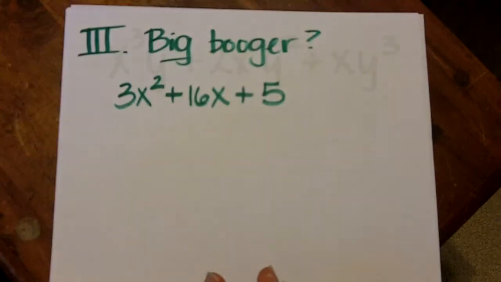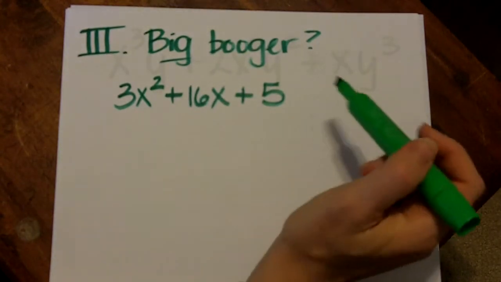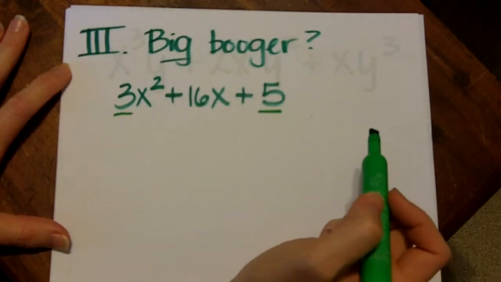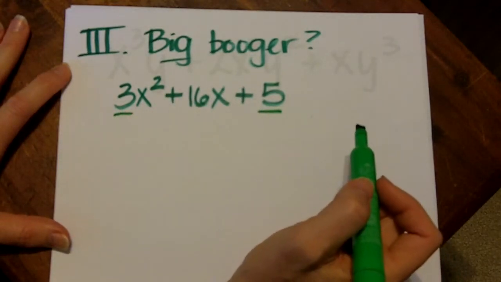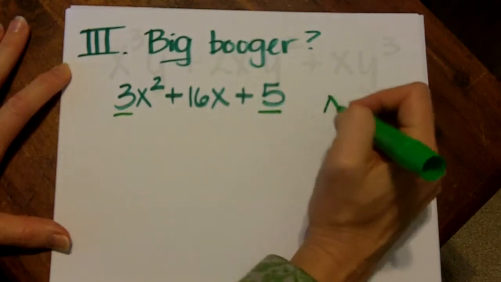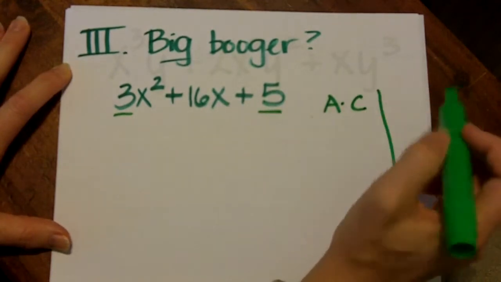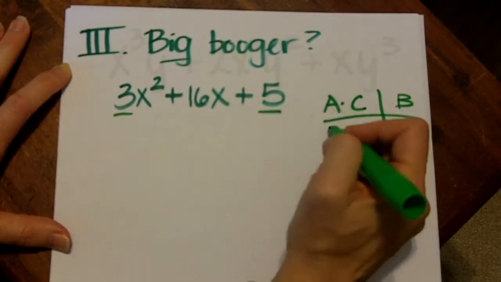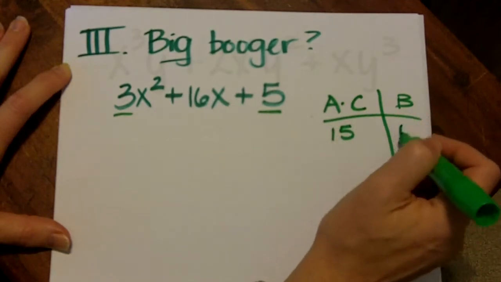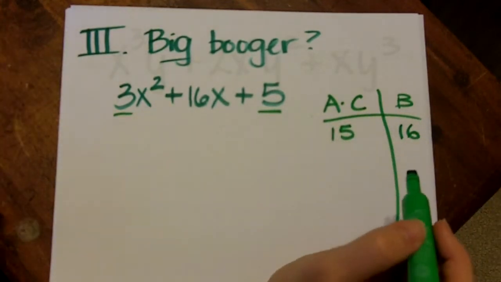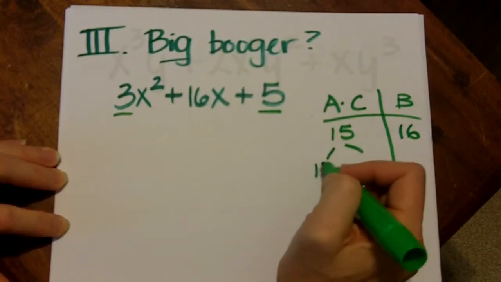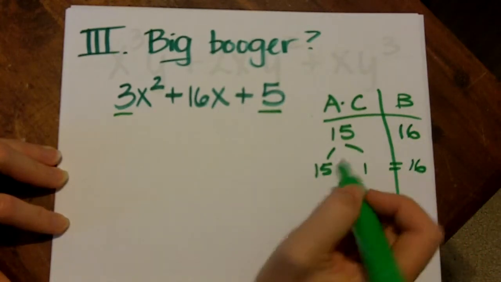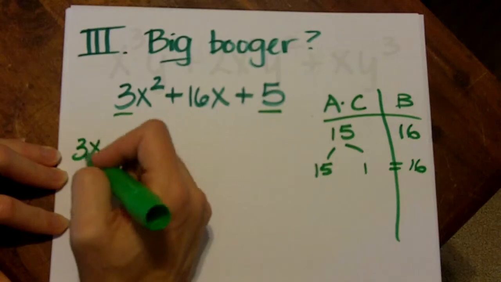Now, the last type of problem is basically a big booger problem. Okay, and I taught you the ABC method, which I really like because it's kind of scientific and it definitely shows you exactly what you need to do. Okay, and that's basically you're looking for A times C numbers, factors of A times C, in this case 15, that add up to B, which is 16. Well, I think you can probably look at this pretty easily and tell that 15 times 1 is going to add up to 16.